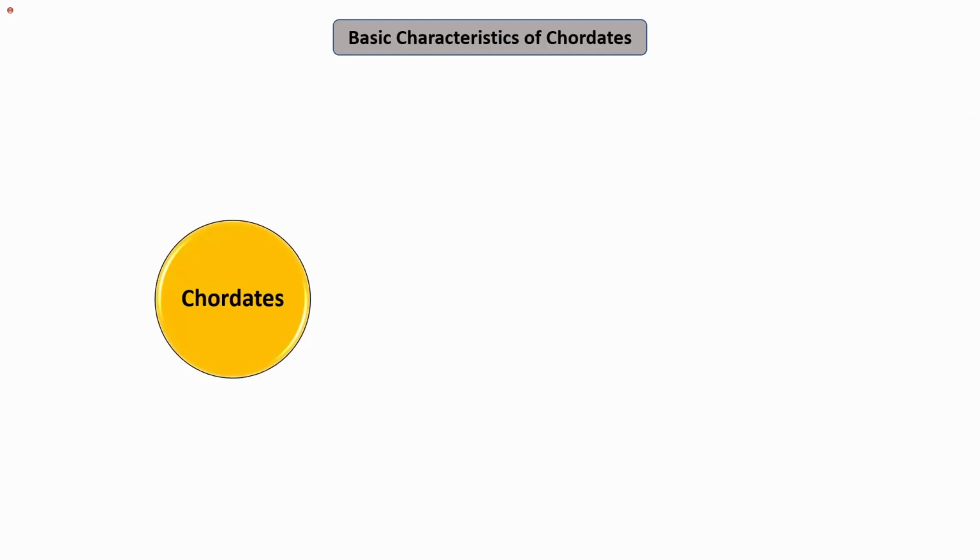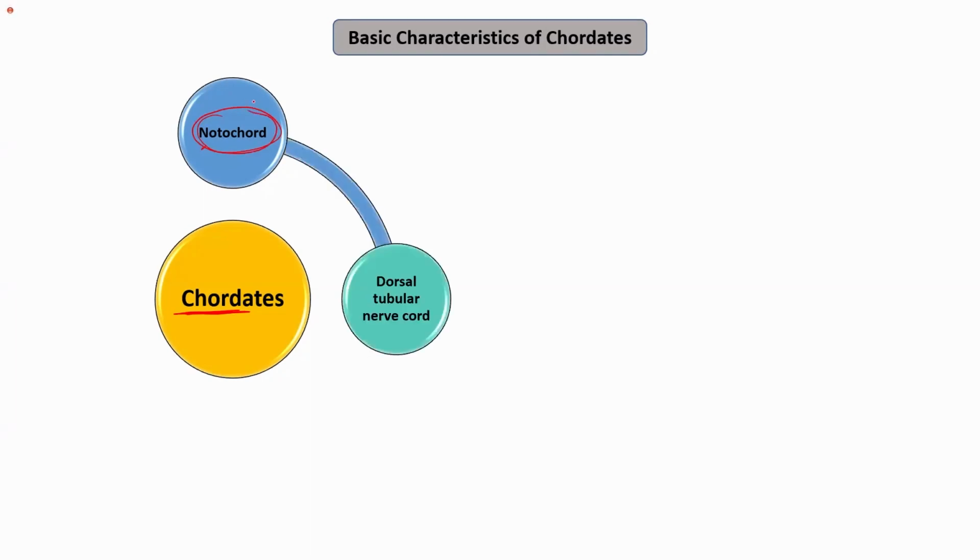So what are the basic characteristics of chordates? If I see the name itself, chordates, they have a cord-like structure, string-like structure. Cord means string, so chordates means having a string-like structure, which is a notochord. All the chordates have, once in their lifetime, if not in their complete lifetime, a notochord, which we will see what it is. Then they should have a dorsal tubular nerve cord.